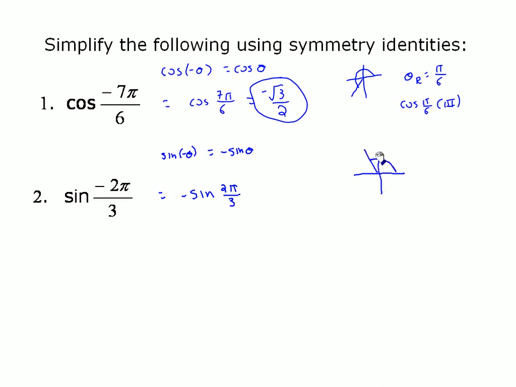Look at your unit circle. 2 pi over 3 is there. This really is the sine of pi over 3 in quadrant 2. And the sine of pi over 3 is root 3 over 2. Now the fact that it's in quadrant 2 means it's positive, but then when we apply the negative, we get negative root 3 over 2 as well.